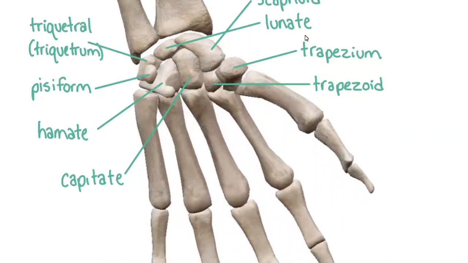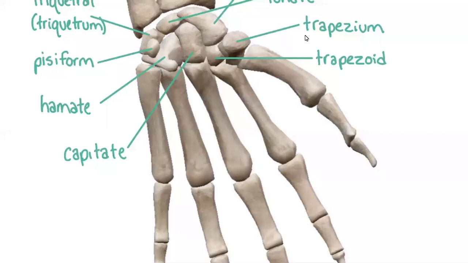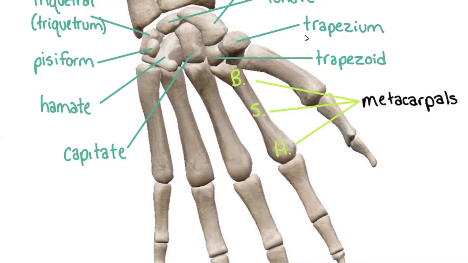Next, we'll go over the metacarpal bones, which shouldn't be too difficult considering they are very similar to your metatarsal bones from your foot, just known as metacarpals instead. I'm going to label the base, shaft, and head of your metacarpal. So I'll draw those over here. This whole thing here is a metacarpal bone, but you have the base of your metacarpal bone, the shaft of your metacarpal bone, and the head of your metacarpal bone.